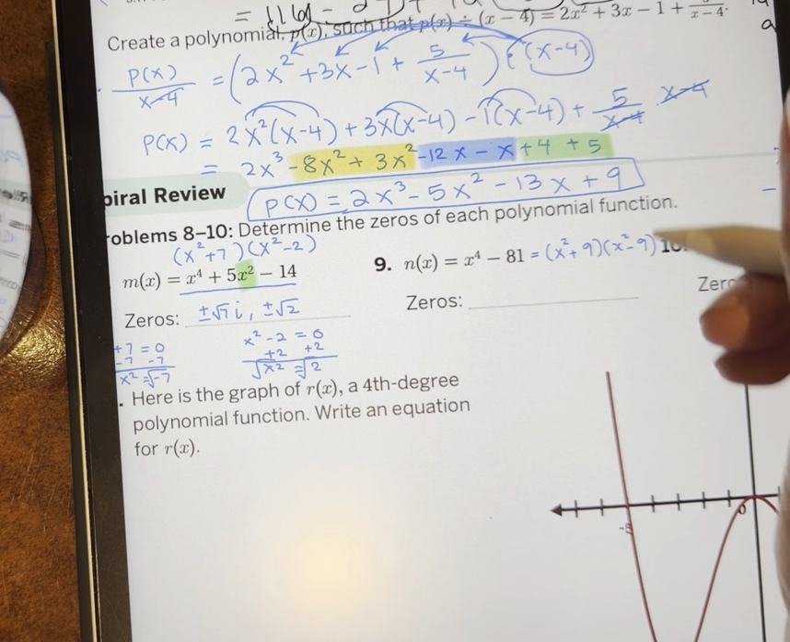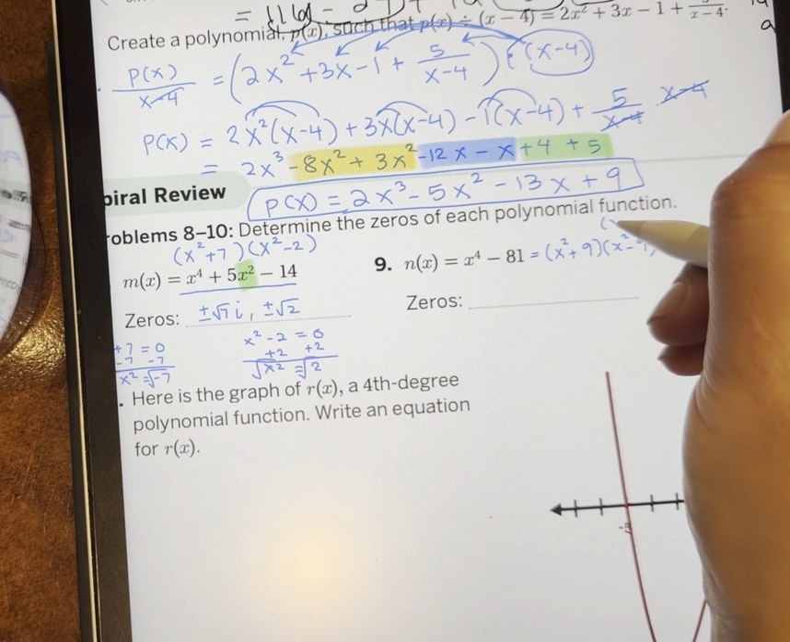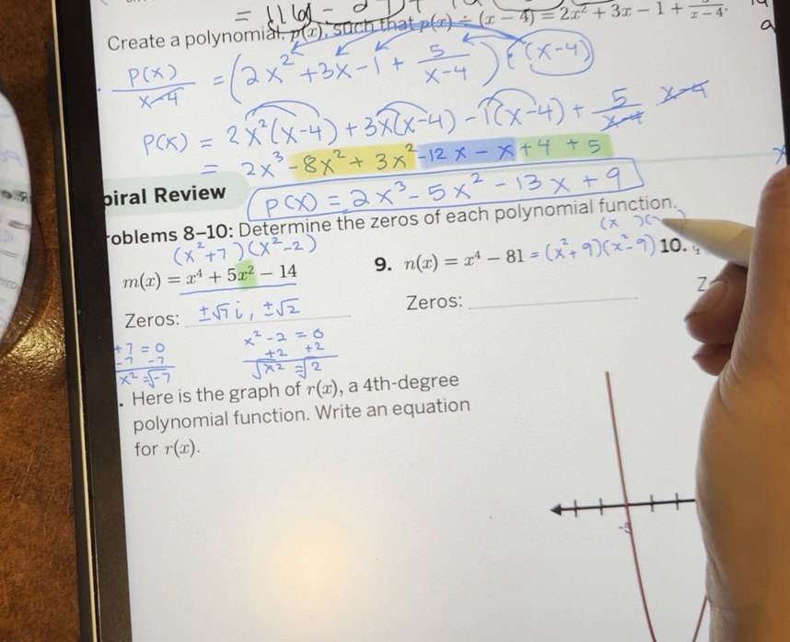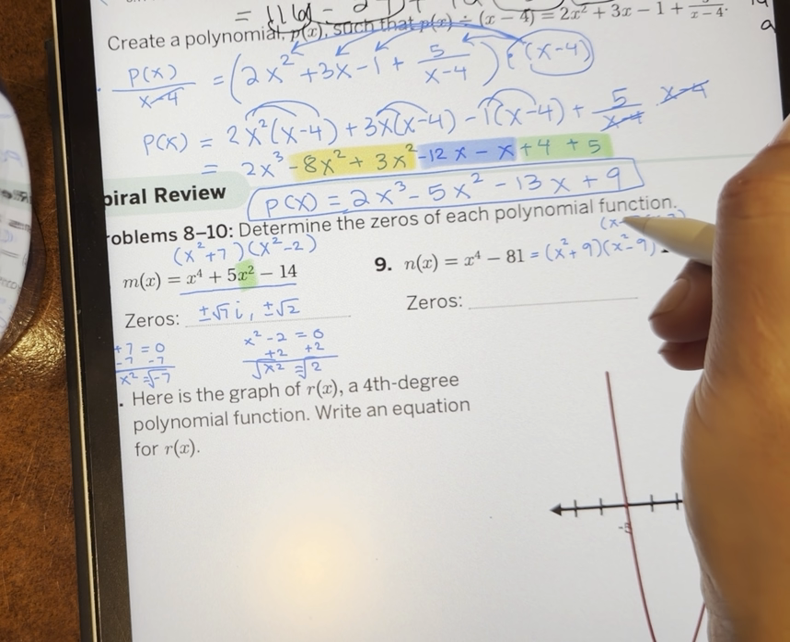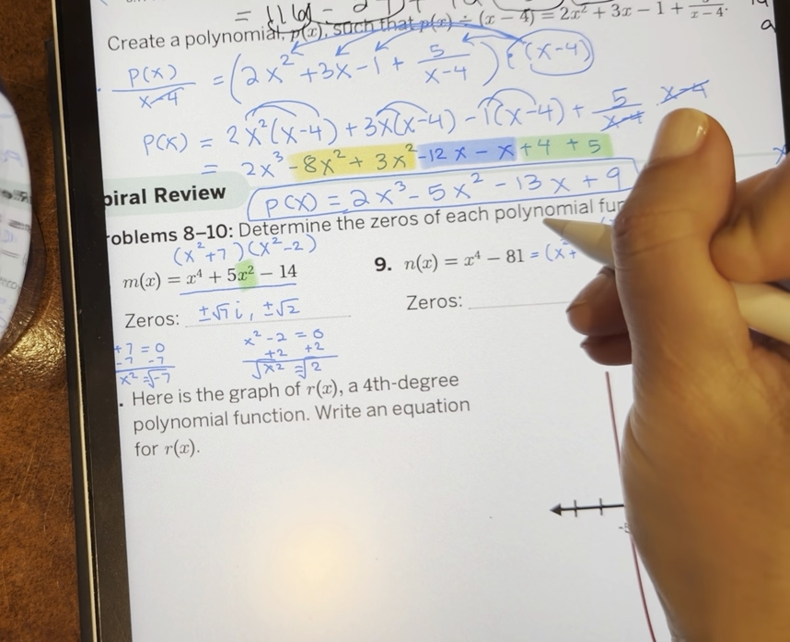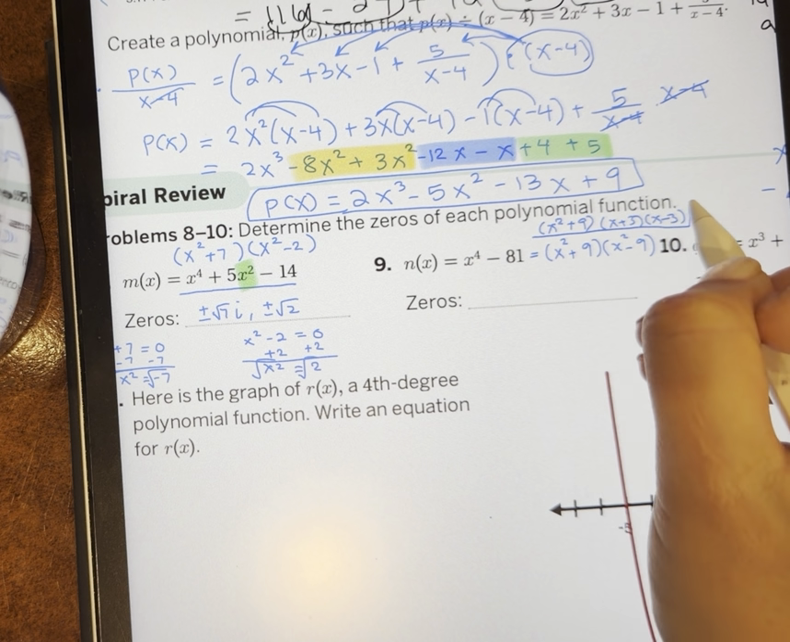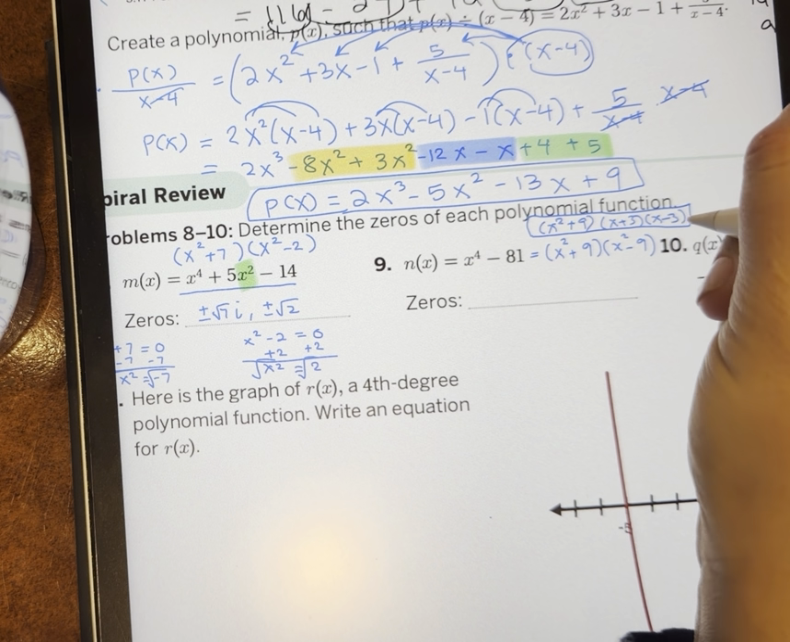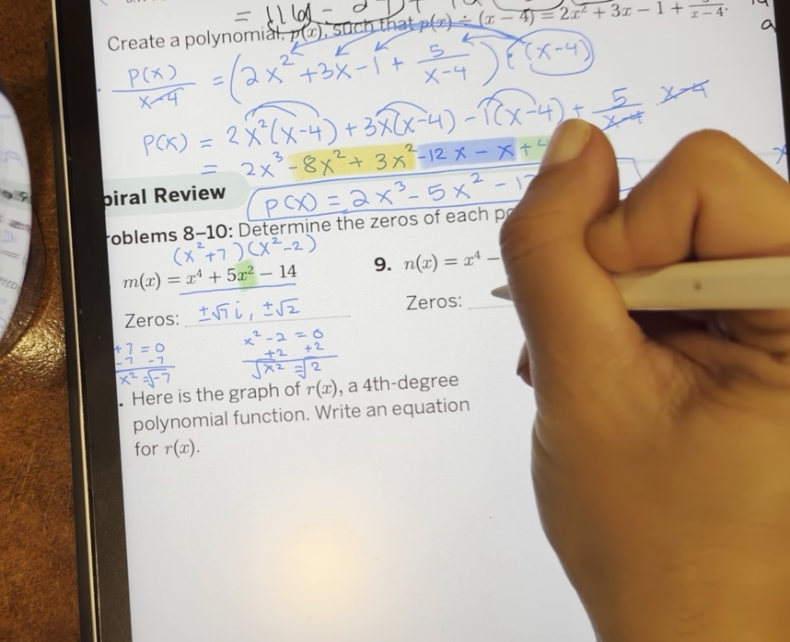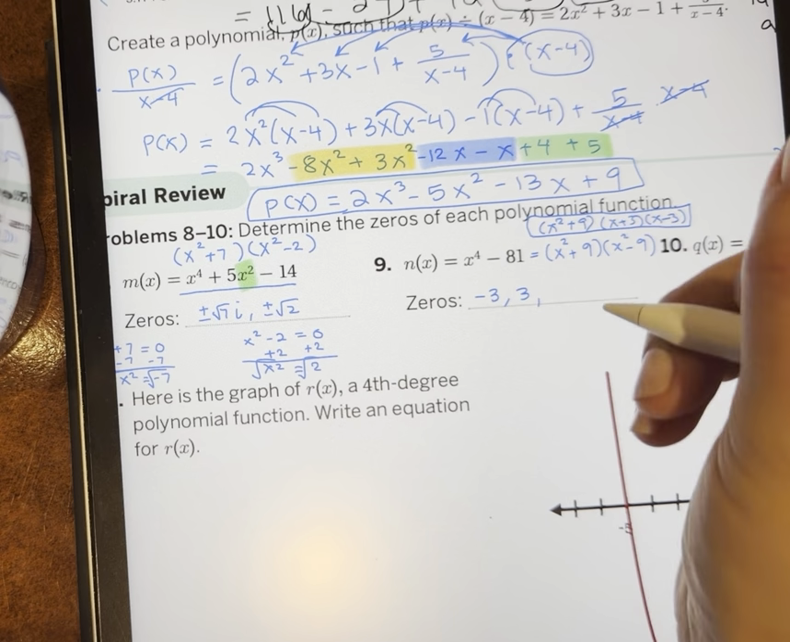Over here, x squared plus 9 does not factor further, but x squared minus 9 does. That's the difference of squares again. So it's the square root of the first one, which is just x, the square root of the second one, which is 3. One gets a plus, one gets a minus. So x to the fourth minus 81 actually factors all the way into this. And then now I go solve them all. All right. Lucky for me, I can tell from x plus 3 that negative 3 is a 0. I can tell from x minus 3 that positive 3 is a 0.